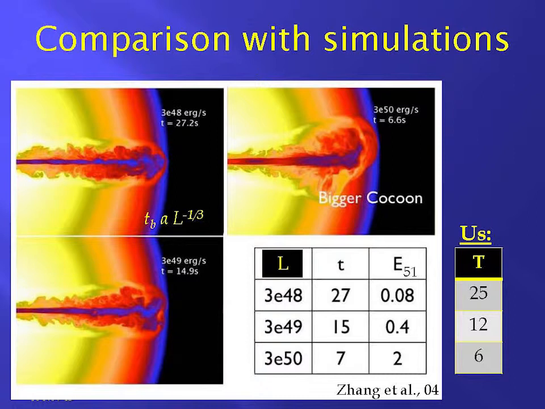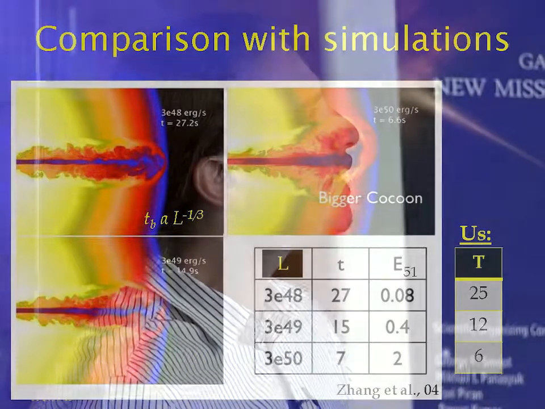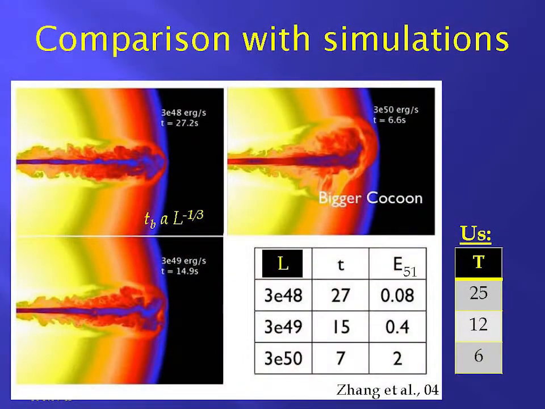So these are the times for different luminosities, the times that he got, and this is the total energy that the jet injected into the cocoon. This is the simulation result, and this is our analytic result, again using the exact same initial and boundary conditions that Zhang used. You can see that the times are within pretty good agreement.